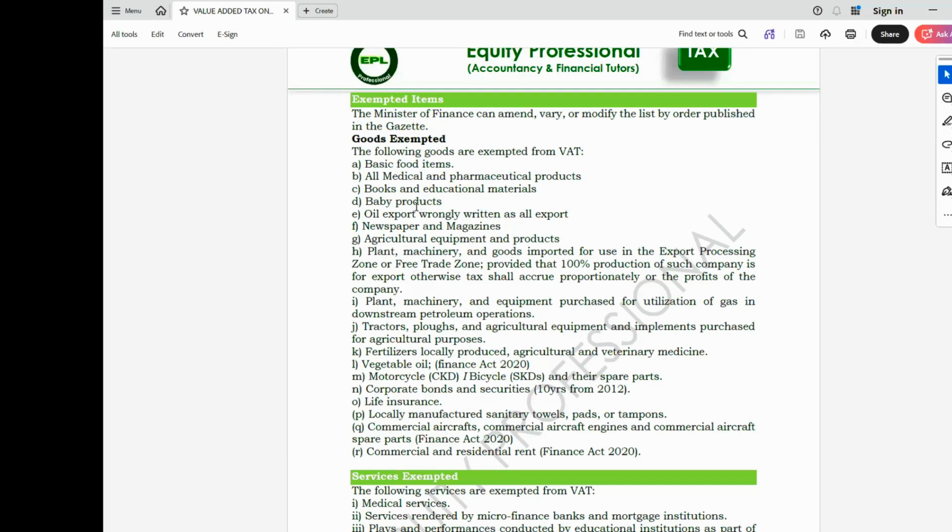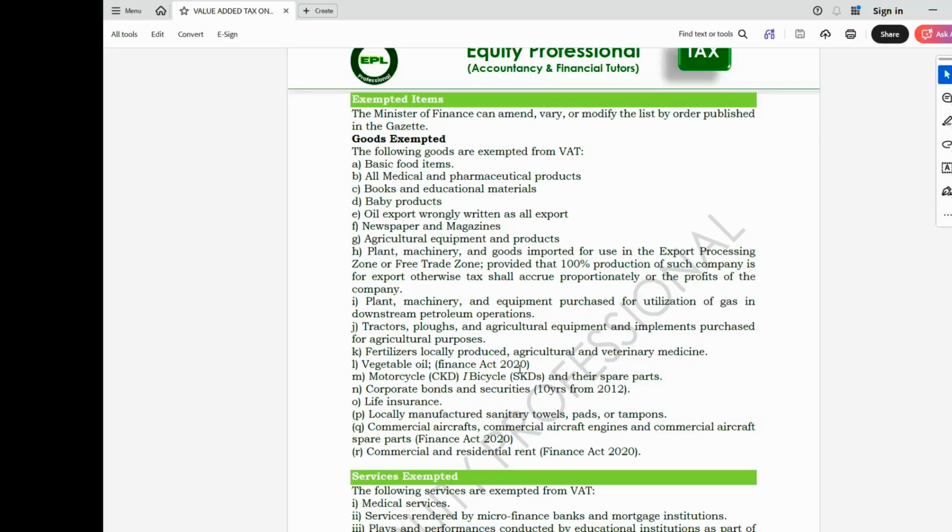So oil exports, they are also exempted. Then we have newspaper and magazine, agricultural equipment and products, plants or machinery and any equipment used for export processing zone, plant and equipment purchased for utilization of gas. So all these are exempted items.